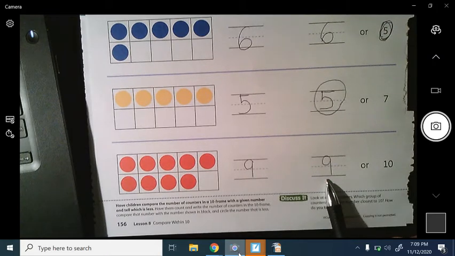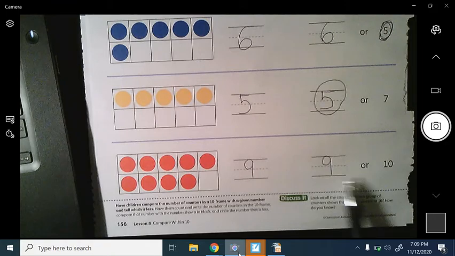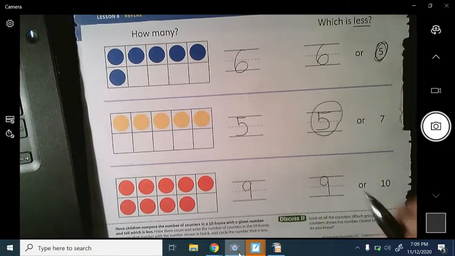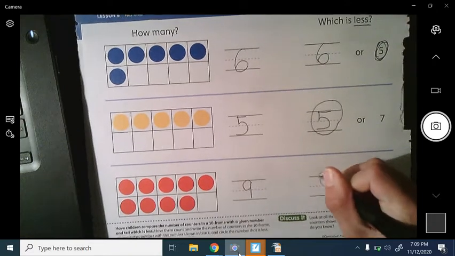And looking at the number 9 and the number 10, which one is less? Yes, boys and girls, number 9 is less.